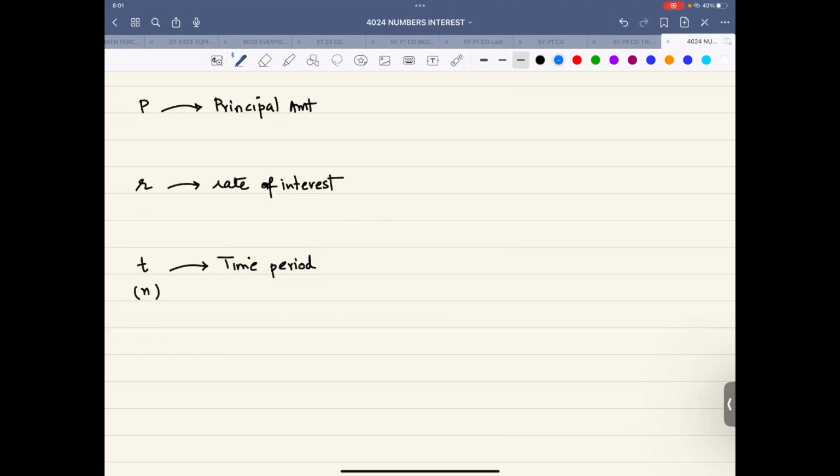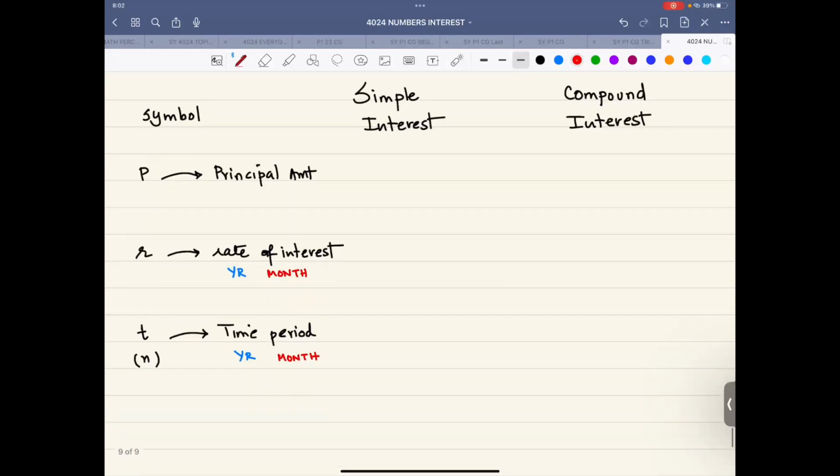Now, if this is per year, the time period should be in years. If this is per month, the time period should be in months, and so on. And the formula for simple interest is only for the interest. That is this value. That is P R T over 100.